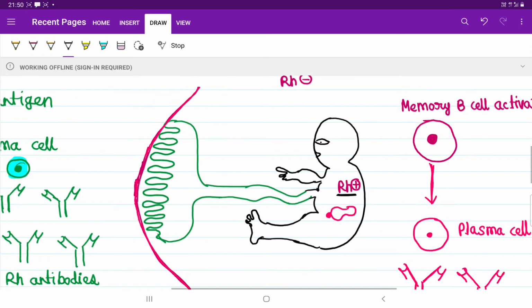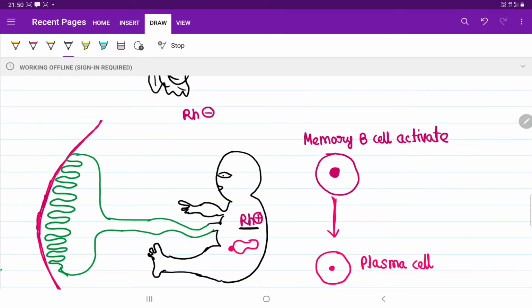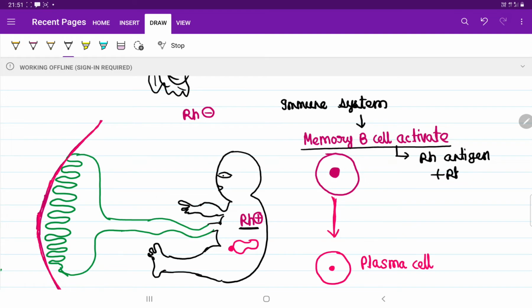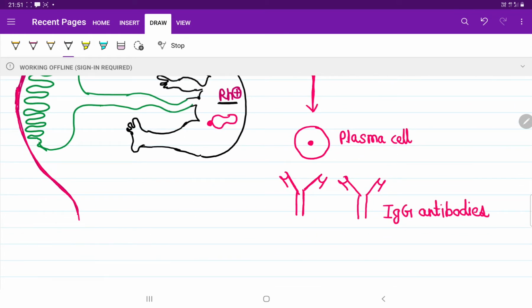Now unfortunately, when this red blood cell is Rh positive, there is a possibility, not in each and every case, but in some cases, that the immune system of the mother will detect it. Immediately that memory B cell will activate. Which memory B cell? The one which has memory of the Rh antigen encounter with the Rh antibody. That memory cell will activate, and it will cause production of plasma cells.